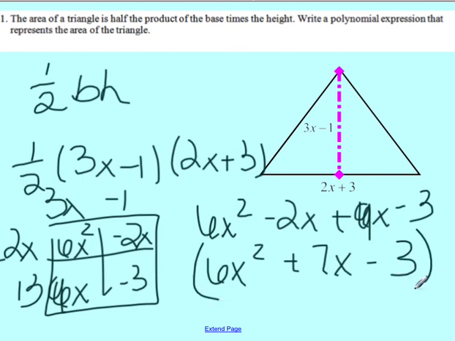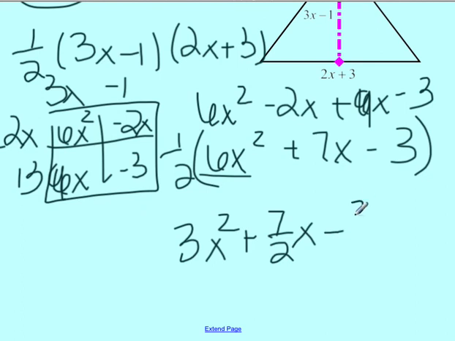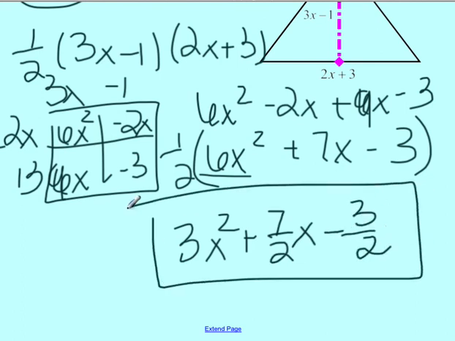So the last thing I need to do is deal with that 1/2. So I need to basically divide each of those by 2. 6 divided by 2 is 3, so I have 3x squared. Well, 7 divided by 2, you could write that as 3.5, but I'm going to write it as a fraction, which is 7/2 x. Negative 3 divided by 2 is negative 3/2. So this right here is your final answer.